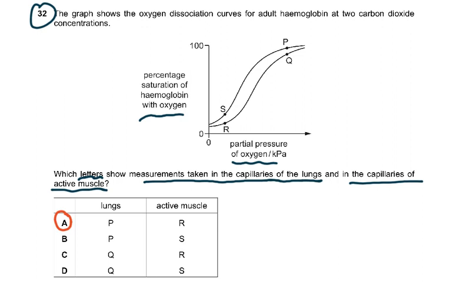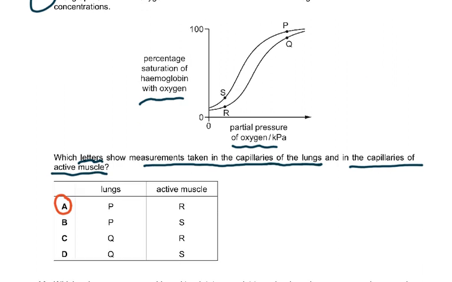And in the lungs it would be of course 100% saturated, so it will have to be P. Lungs would not have to undergo any increased CO2 storing. So lungs had to be P and active muscles would have to be R. Because it says which letter shows measurements taken in the capillaries of the lungs and the capillaries of the active muscles. So this is how you had to figure this one out.